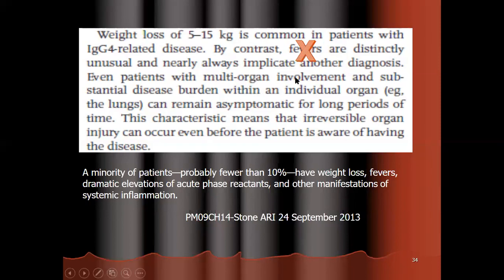Even patients with multi-organ involvement and substantial disease burden within an individual organ like the lungs can remain asymptomatic for long periods of time. This characteristic means that irreversible organ injury can occur even before the patient is aware of having the disease. A minority of patients, probably fewer than 10%, have weight loss, fever, dramatic elevation of acute phase reactants like ESR, and other manifestations of systemic inflammation. So it may be found in 10%.